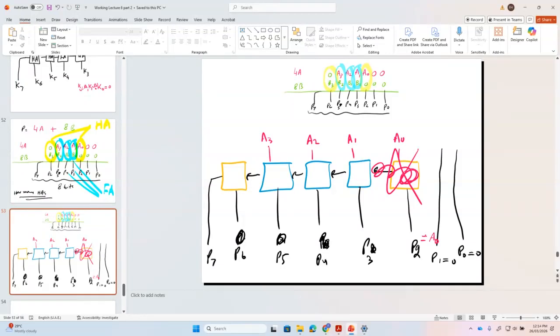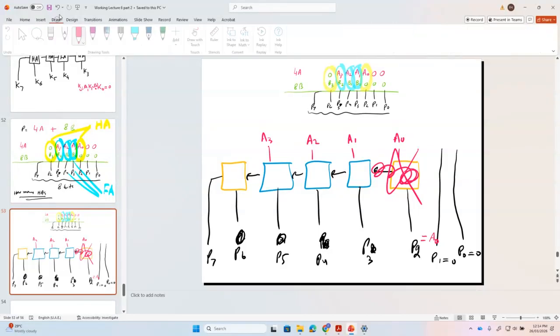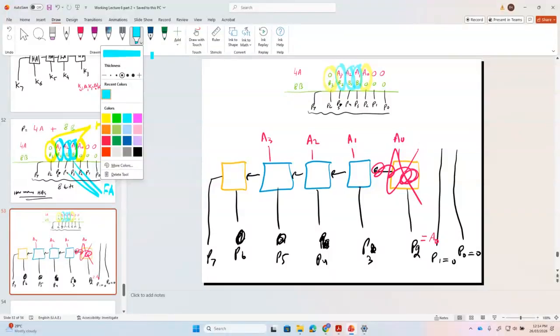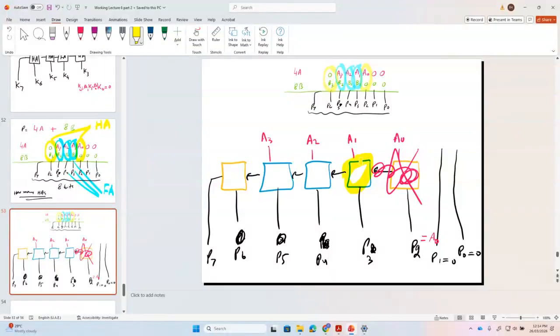And is this a half adder or full adder? Half adder. So we need a half adder here. Yes, you're right. So we do not need a full adder; we need a half adder. So this is a half adder. Got it?